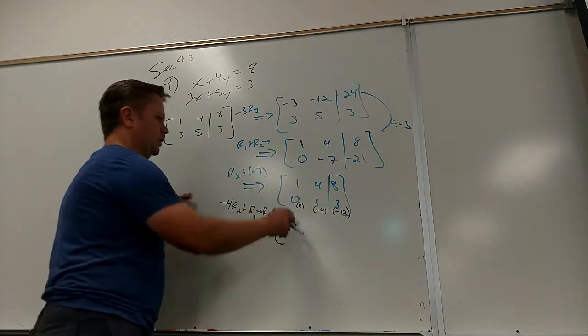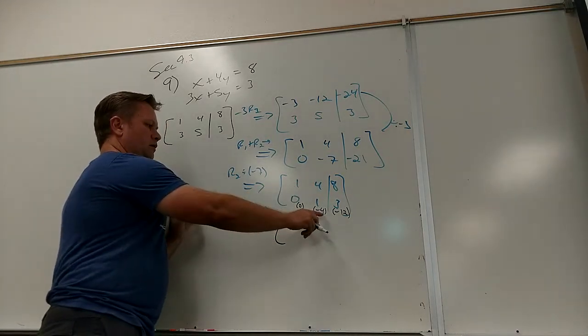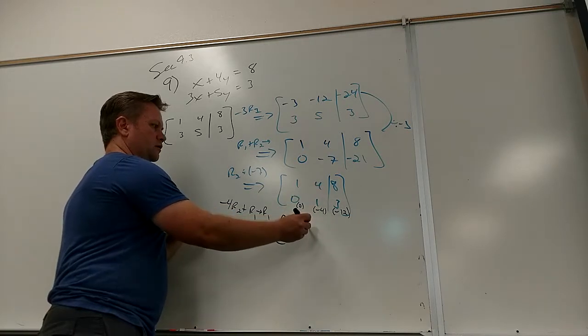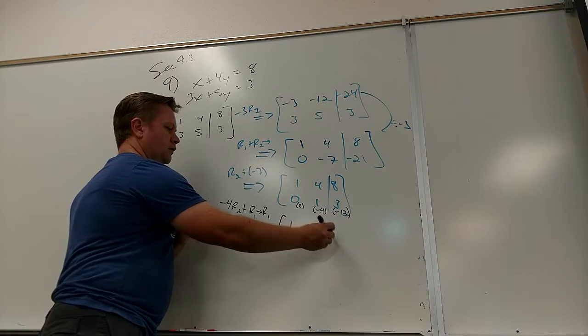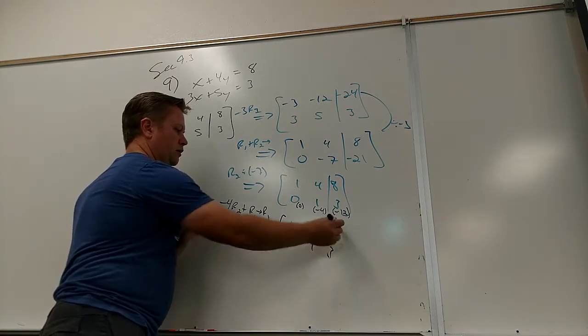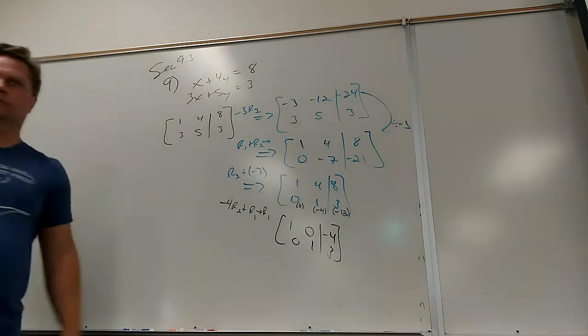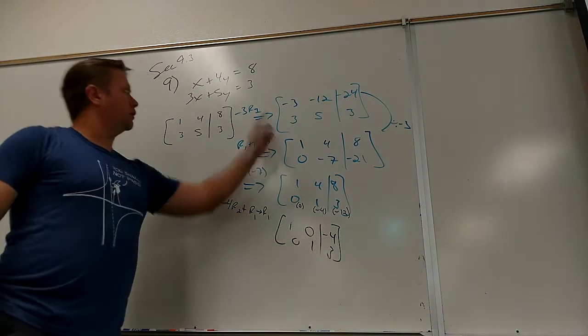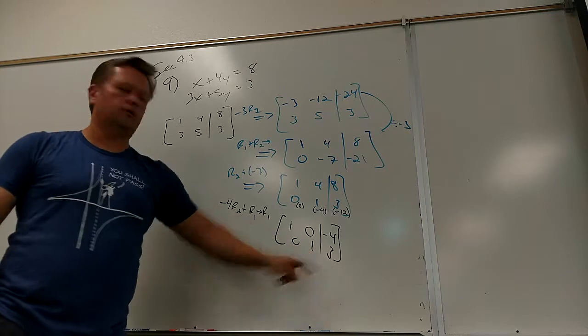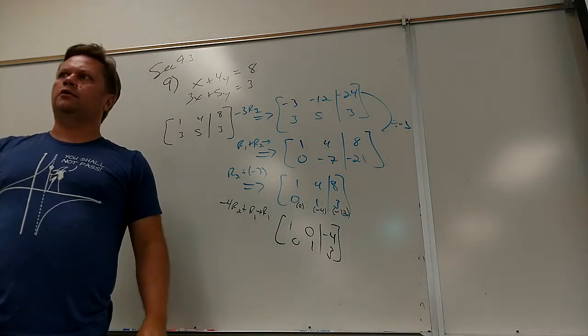So when I add those together, I get 0 and 1 is 1. -4 and 4 is 0. -12 and 8 is -4. 0, 1, 3. So what's the answer? -4 comma 3. X is -4. Y is 3. You could also write it that way if you want to.